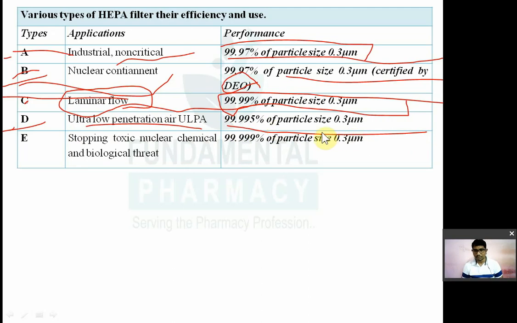The next one is type E. Type E HEPA filters are used to stop toxic, nuclear and chemical biological threats. So they are efficient in removing 99.999% of particle size of 0.3 micron. So these are the types of HEPA filters.